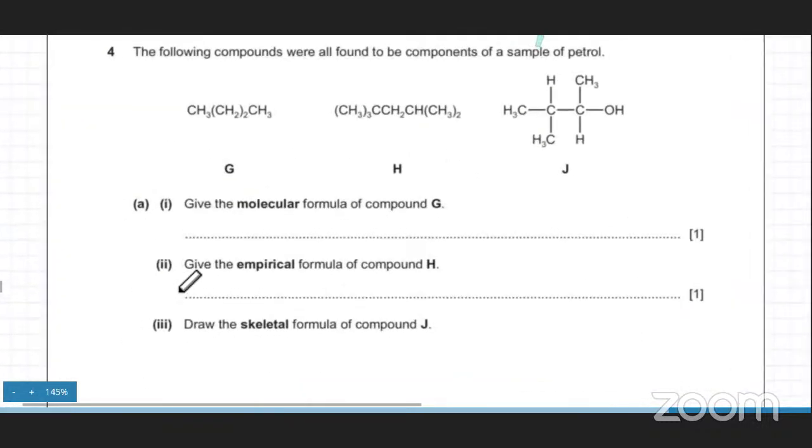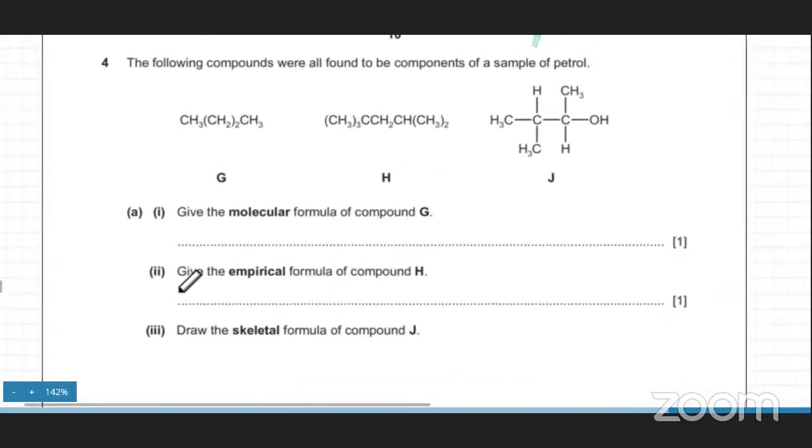And then there's question number 4, which is give the molecular formula of G, so that you can try and figure that out. It's going to be how many carbons? That's 2 plus 2. I think that's 4. And H would probably be 10. That's 4 hydrogens in the middle, and there are 3 and 3, so that's 6, so that's 10.